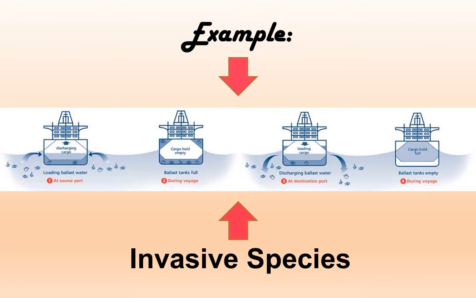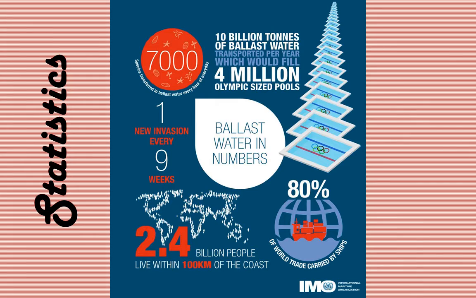Example: the spread of an invasive species is a process: one, at the source port; two, during the voyage; three, at the destination port; and four, during the voyage. Statistic: 10 billion tons of ballast water transported per year, which would fill 4 million Olympic-sized pools, and one new invasion every 9 weeks. 2.4 billion people live within 100 kilometers of the coast, and 80% of world trade is carried by ships.